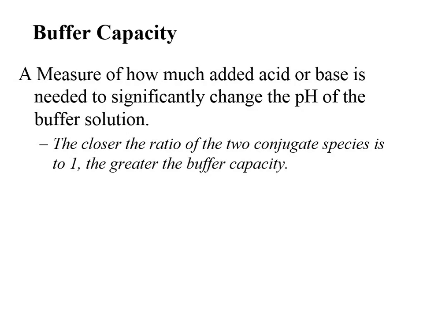If you want to optimize your buffer capacity, basically you want this ratio to be as close to 1 as possible. I'm going to put an arrow there. It should approach 1. The log of 1 is 0. So if you get that nice buffered solution where the molar concentration of your conjugate acid and your conjugate base are the same, then your pH is equal to your pKa. So that's the best.